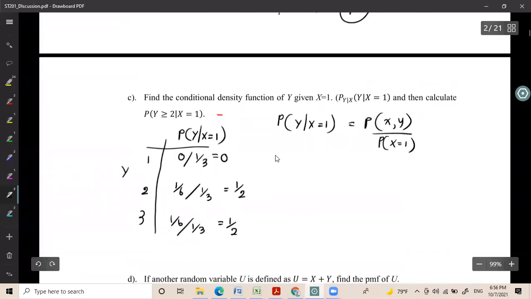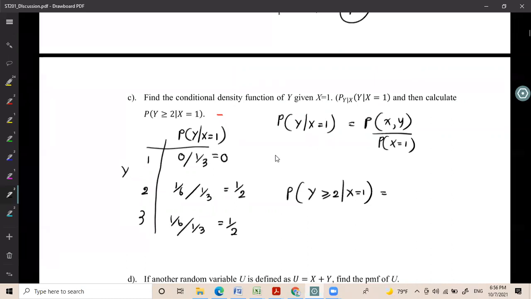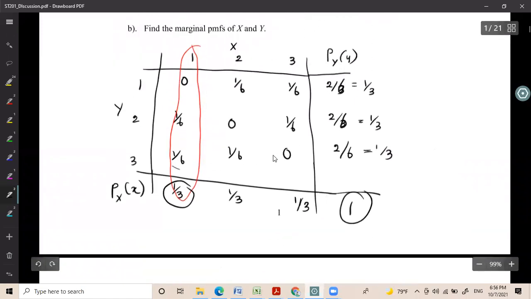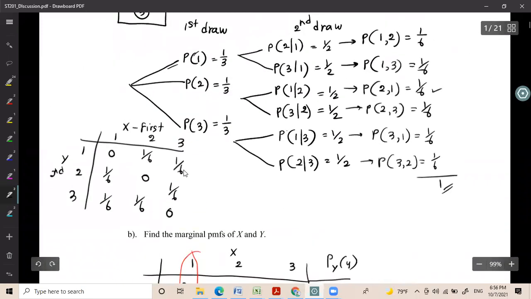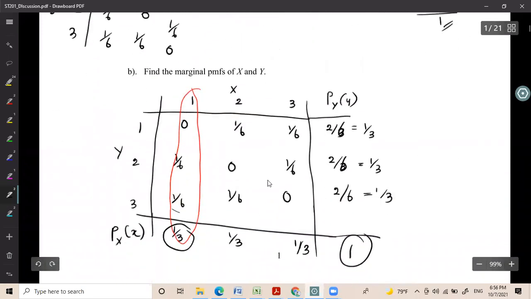And finally, you have to find the probability y greater than or equal to 2 given x equals 1. So y greater than or equal to 2, it will be this one and this one. So what is it? It is exactly 1. Add these two probabilities, which is 1. And so that is not a hard question. The only thing is you should be able to figure out these probabilities and prepare the PMF. And then based on the PMF, you will answer the question.